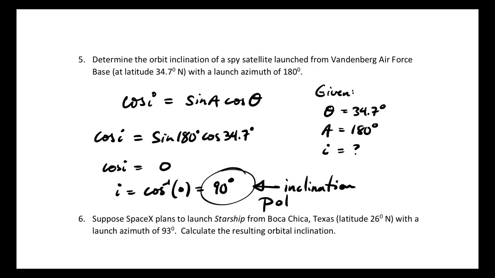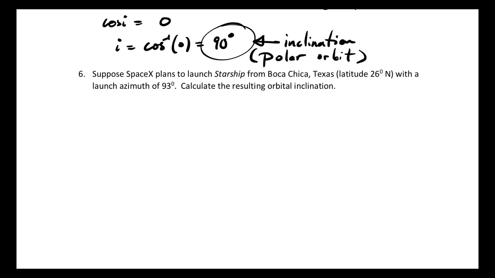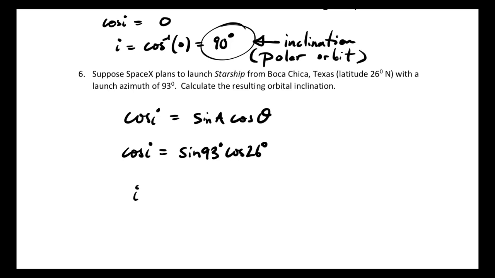How about number 6? Suppose SpaceX plans to launch the Starship from Boca Chica, Texas, which is at a latitude of 26 degrees north, with a launch azimuth of 93 degrees. What's the resulting orbit inclination? So once again, we're looking for the inclination, so we're going to use the inverse cosine. We'll put in the azimuth of 93 degrees and the latitude of 26 degrees. And why don't we just do all of that multiplication and compute the inverse all at once on the calculator so that we get the most accurate value on the calculator.